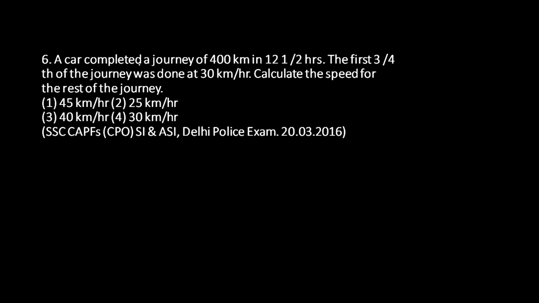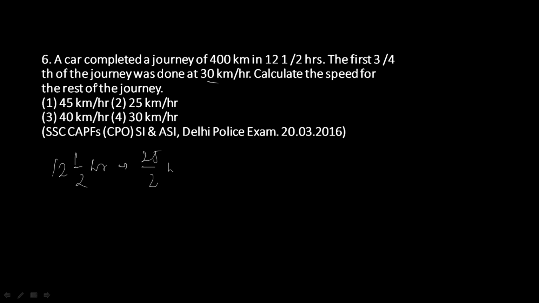A car completed a journey of 400 km in 12 and 1 by 2 hours. The first 3/4 of the journey was done at 30 km per hour. Calculate the speed of the rest of the journey. So how to solve it? Look at it carefully. The whole journey is 400 km in 12 and 1 by 2 hours, right? So what's the total time? Total time is 12 and 1 by 2 hours, which means 25 upon 2 hours, right?